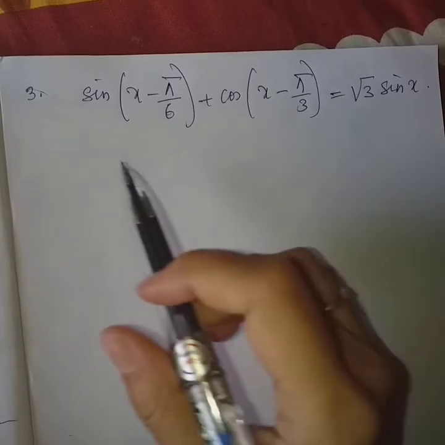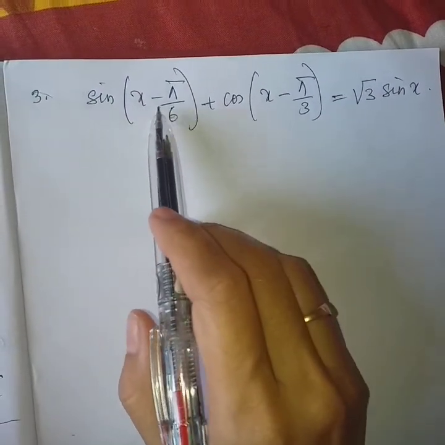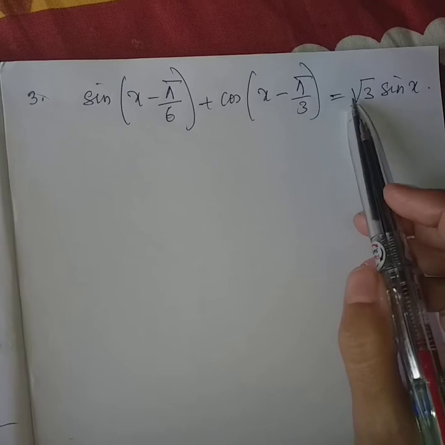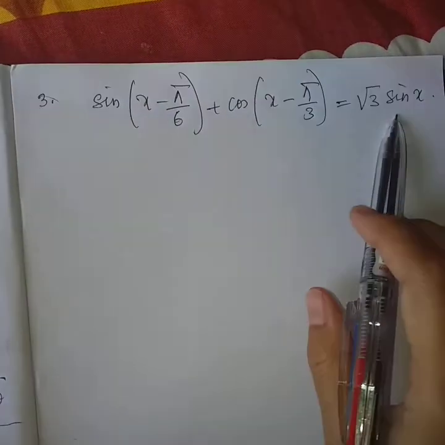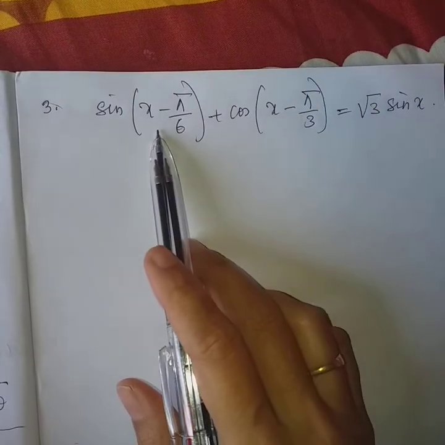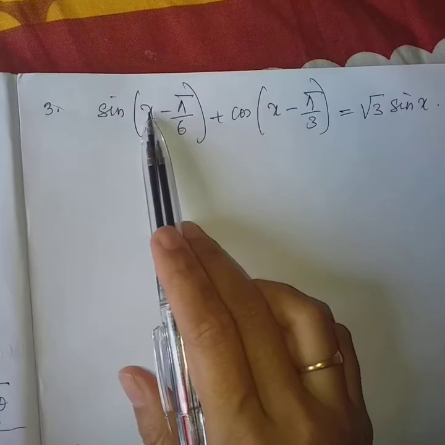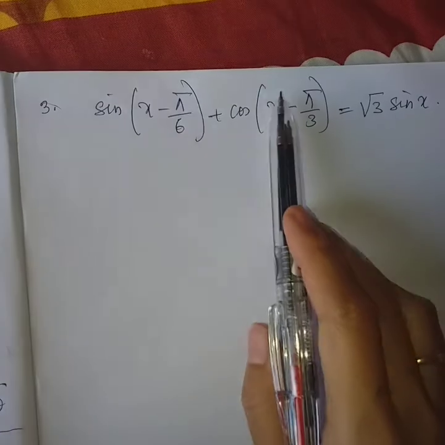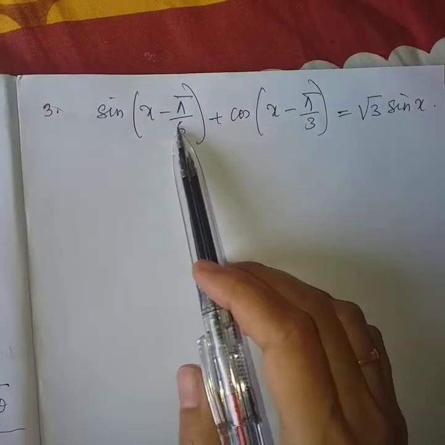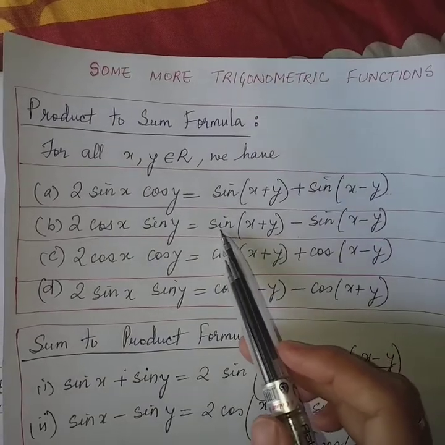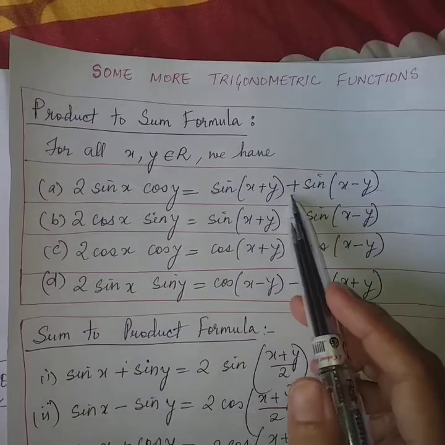Now let us see the next problem. Sine of (x minus pi by 6) plus cos of (x minus pi by 3) is equal to root 3 sine x. We have to prove this. Now we see here whether we can apply the formula or not. Here we see this is of the form sine of (a minus b) plus cos of (a minus b). Now we see whether we can apply any of these formulas. We don't have a formula with sine and cos in between.